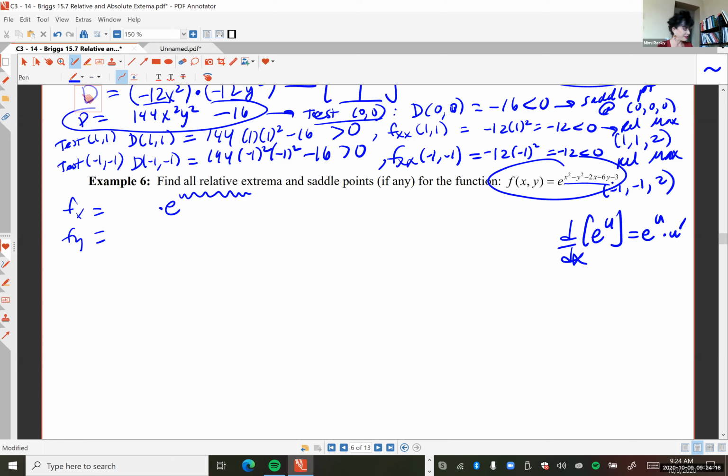So what is the derivative of x squared minus y squared minus 2x minus 6y minus 3 with respect to x? 2x minus 2. And so that's going to be the factor there. And I'm going to set that equal to 0. Okay, fine. Now when I take fy, I'll still have e to the whatever. And now I'm going to multiply that by the derivative of x squared minus y squared minus 2x minus 6y minus 3, but with respect to y.